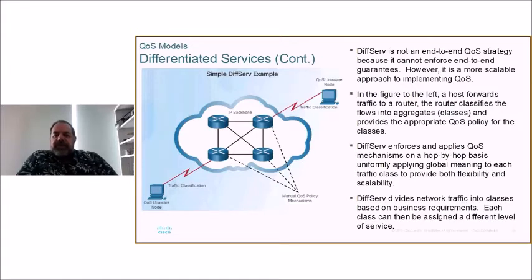So it is not an end-to-end QoS strategy because it cannot enforce end-to-end guarantees. However, it is a more scalable approach to implementing QoS. In the figure to the left, a host forwards traffic to a router. The router classifies the flow into aggregates, classes, and provides the appropriate QoS policy for the classes. DiffServ enforces and applies QoS mechanisms on a hop-by-hop basis, uniformly applying global meaning to each traffic class to provide both flexibility and scalability. It divides network traffic into classes based on business requirements. Each class can then be assigned a different level of service.